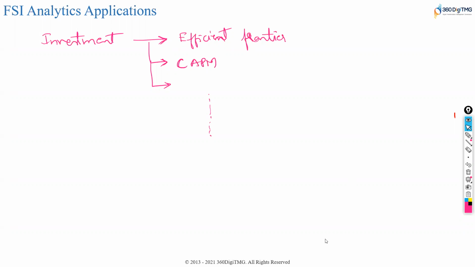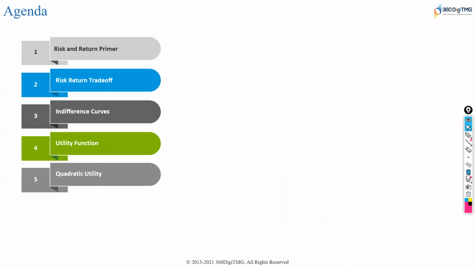So I'm just going to open a new presentation to talk about these things, right? So we will talk about risk return primer. We are going to talk about risk return trade-off. We are going to talk about indifference curves. We are going to talk about utility function, quadratic utility, so on and so forth. We'll talk about a bunch of these things.